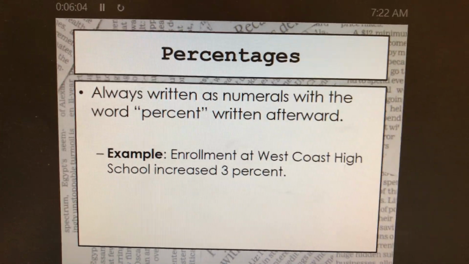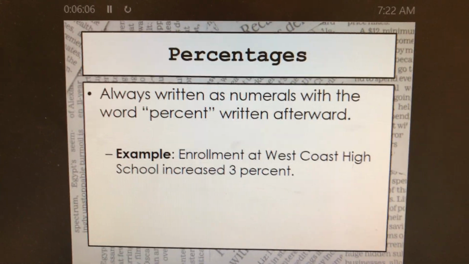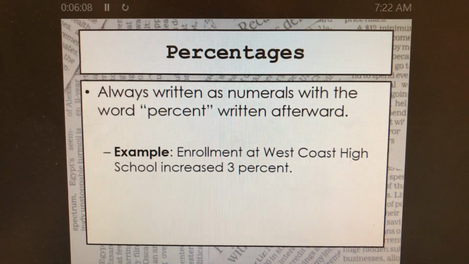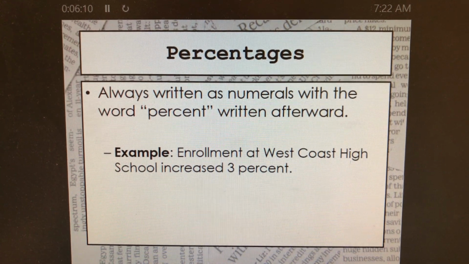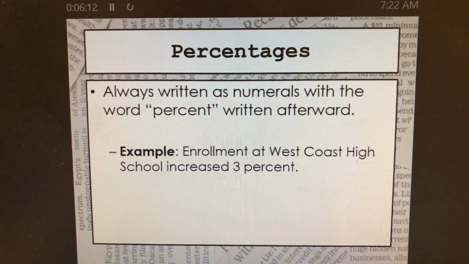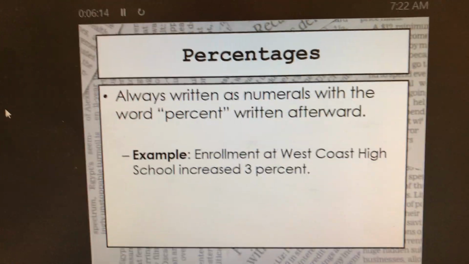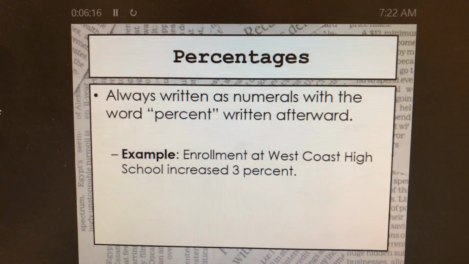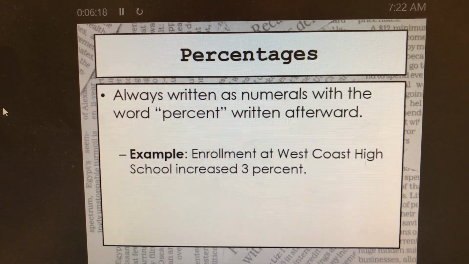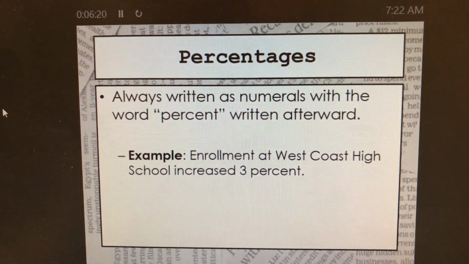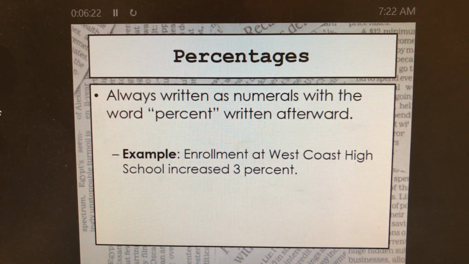Now, when talking about percentages, we always want to write our numerals with the word percent written afterwards. So we don't want to use the two little circles and the line in between the circles; we always want to write out the word percent. Kind of like with money, we write out the word cents.